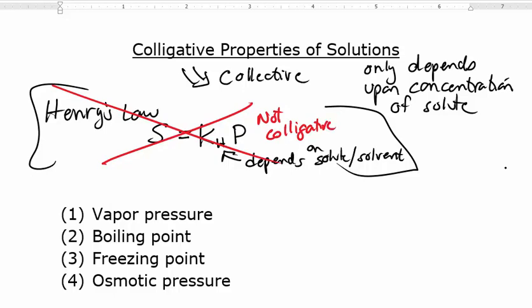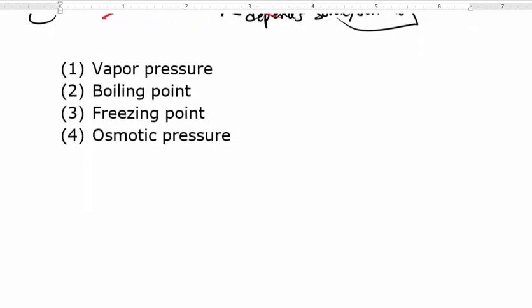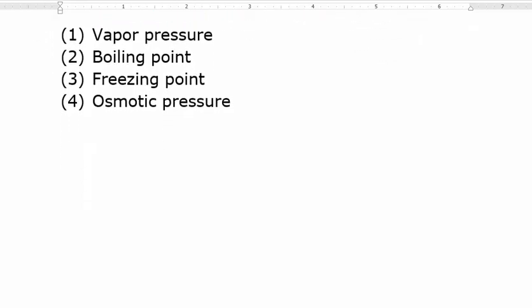What are some ones that are? Well, they are listed here below. Vapor pressure, boiling point, freezing point, and osmotic pressure are all dependent upon solute concentration, but not on what the particular solute is.